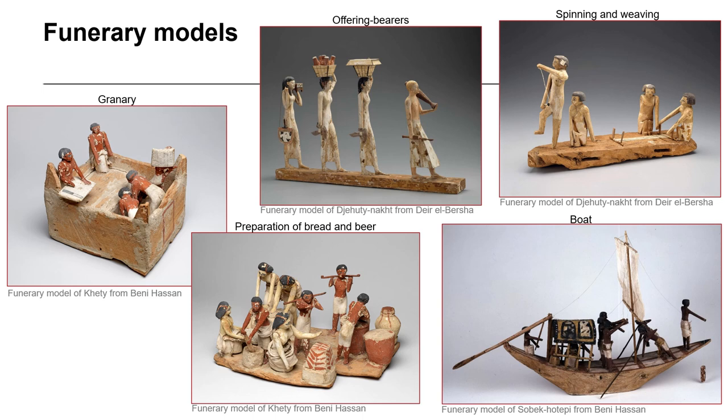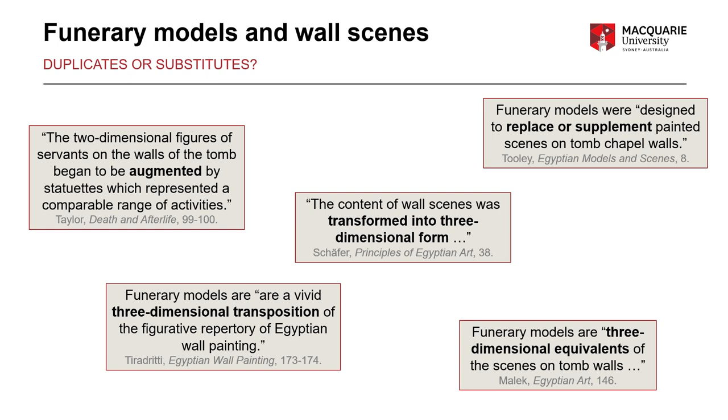Now, because of these similarities in themes represented between wall scenes and funerary models, scholars have regularly labelled funerary models as duplicates or substitutes of wall scenes. So just to pull on a few examples here from some of our leading scholars in ancient Egyptian art, we have Taylor, who notes that wall scenes were augmented by models. Schaefer writes that the content of wall scenes was transformed into three-dimensional form. Tiridrides states that models were a three-dimensional transposition of wall scenes. And Malik goes further by labelling models three-dimensional equivalents of tomb scenes.